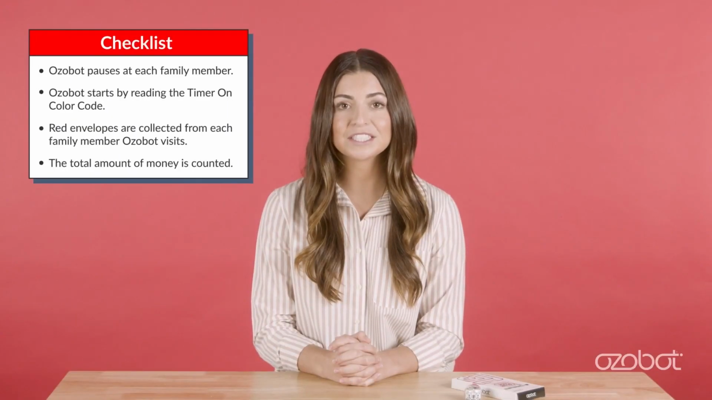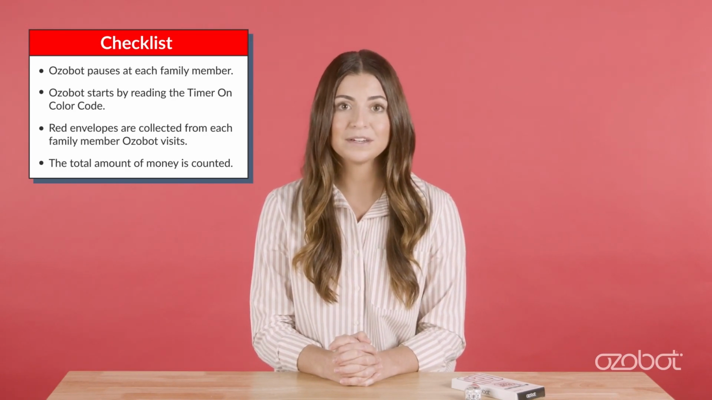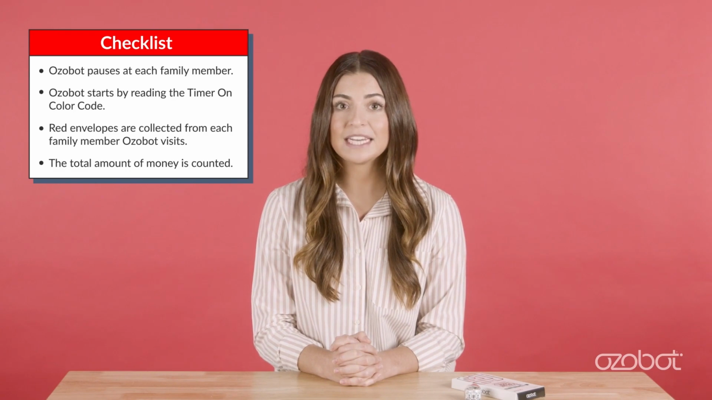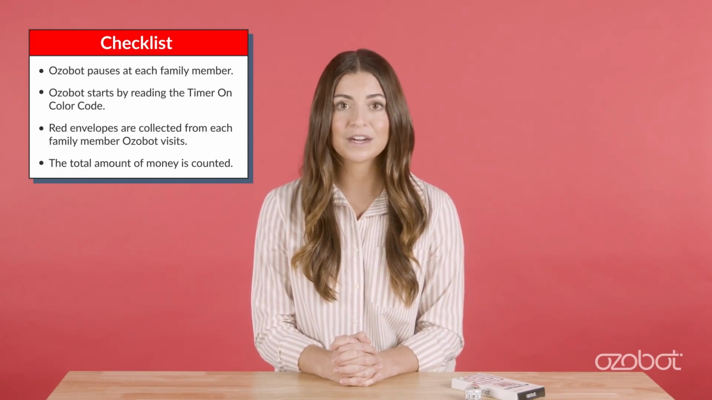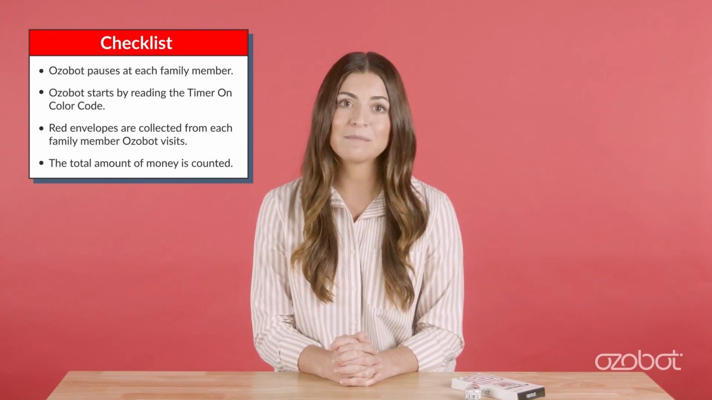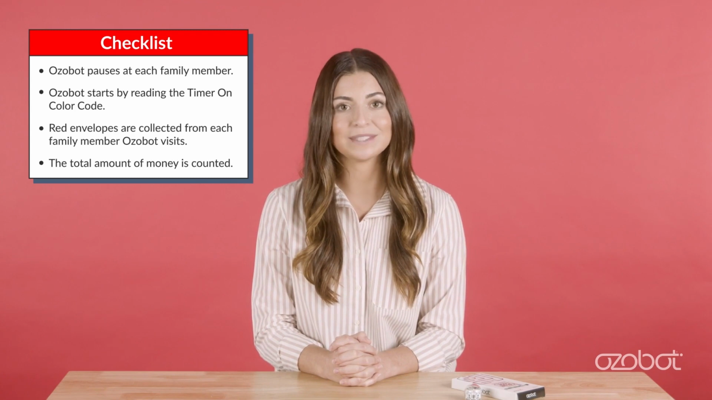Double check your work to ensure Ozobot pauses at each family member. Ozobot starts by reading the timer on color code. Red envelopes are collected from each family member Ozobot visits, and the total amount of money is counted.